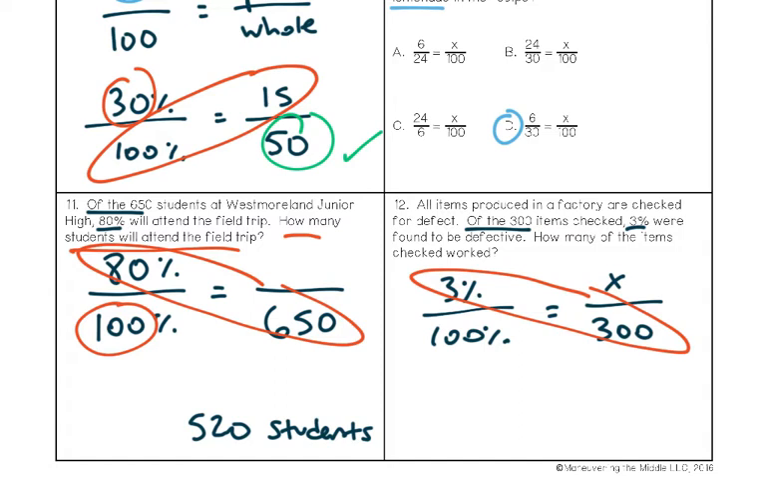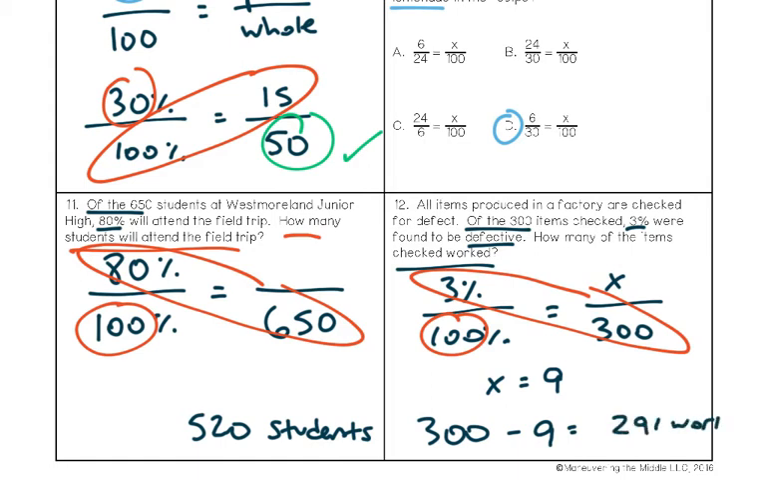After cross multiplying and dividing by the number that's left, I got x equals 9. Now I just found the 3% that are defective. I found 3% defective. That means that 9 out of the 300 don't work. Since the question's asking how many of the items worked, I know I'm going to need to take my total 300, take away the 9 defective, and I'm left with 291 working items.